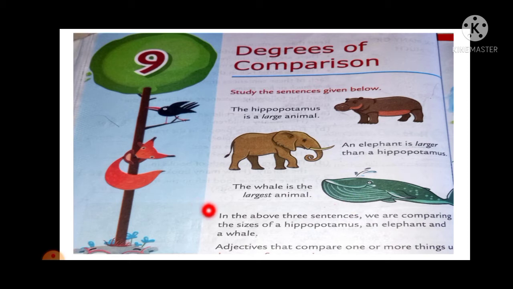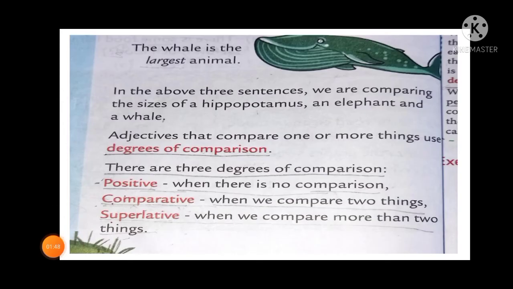Now let's see, adjectives that compare one or more things use degrees of comparison. So when the adjective compares one or more things, at that time we are using degrees of comparison. Here the sizes of the animals are compared, so the adjective here is large. Large, larger, largest is the adjective used here.